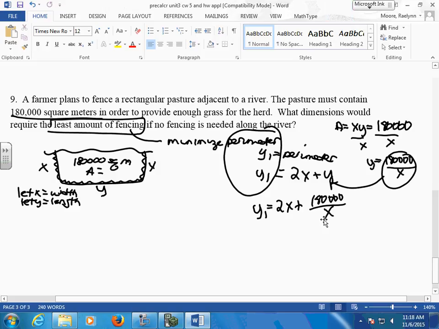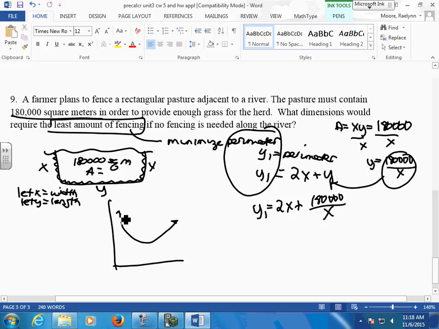Now, I have my equation that's going to go into my y1. Before you put it in, tell me, is this going to give me a parabola that opens up or down? Up. I'm going to minimize. So it's not technically a parabola. It's part of a hyperbola, but close enough. We're going to get something like this.